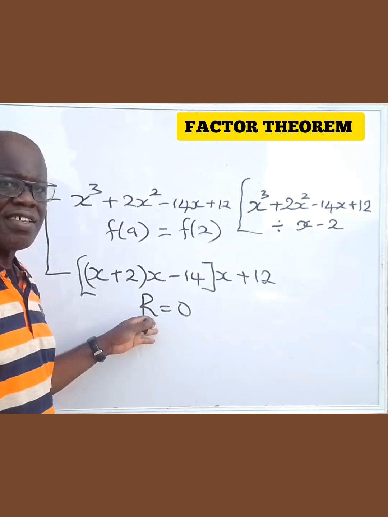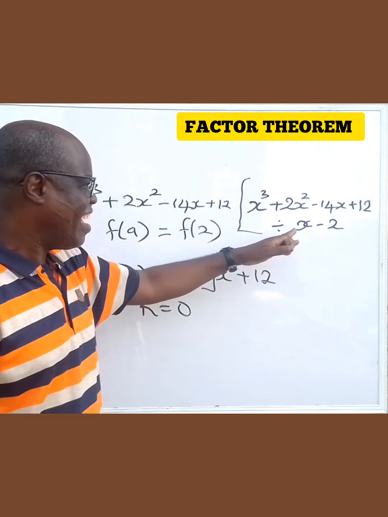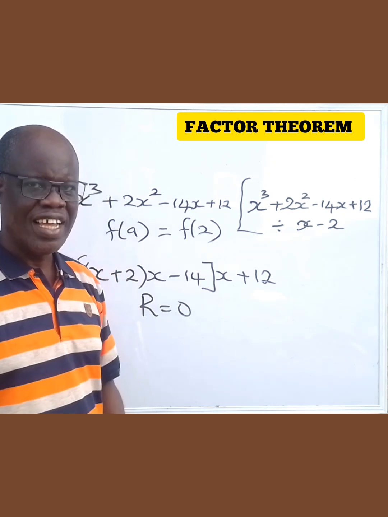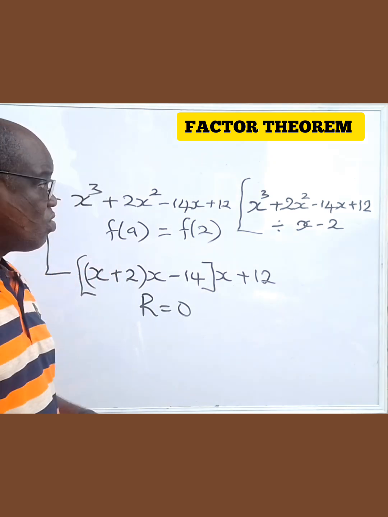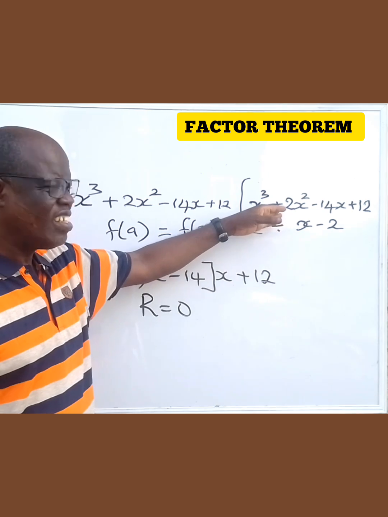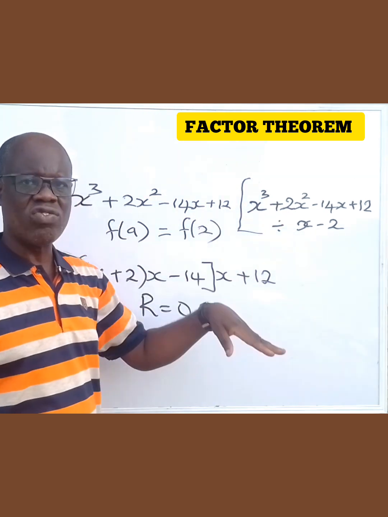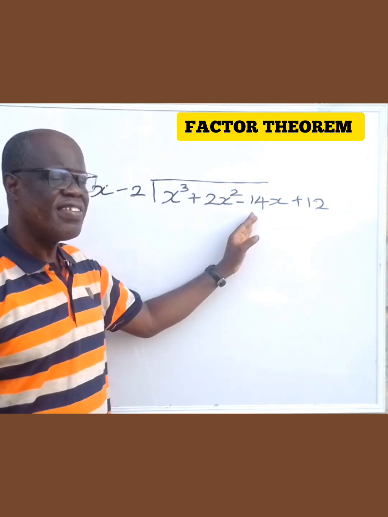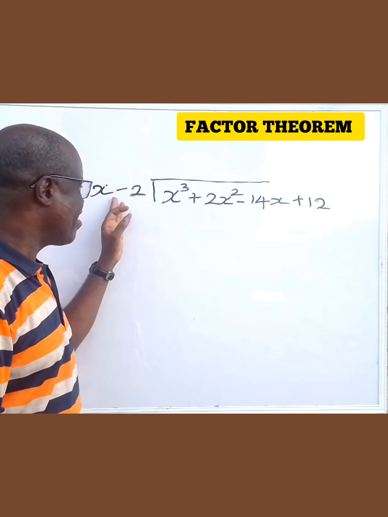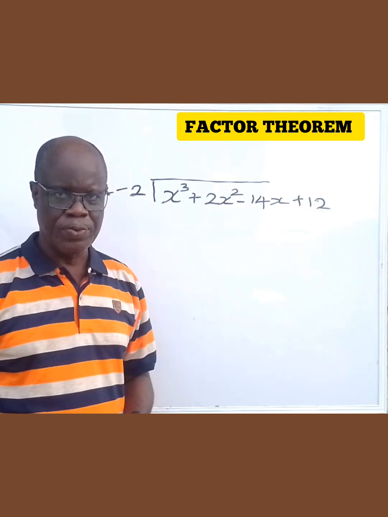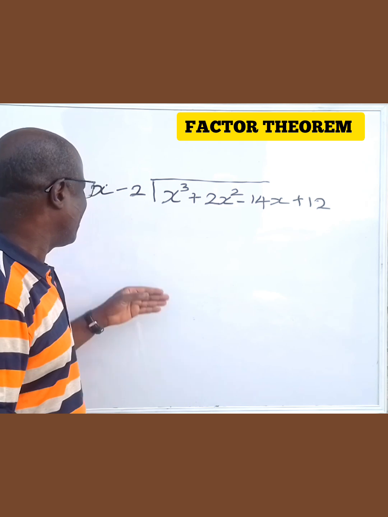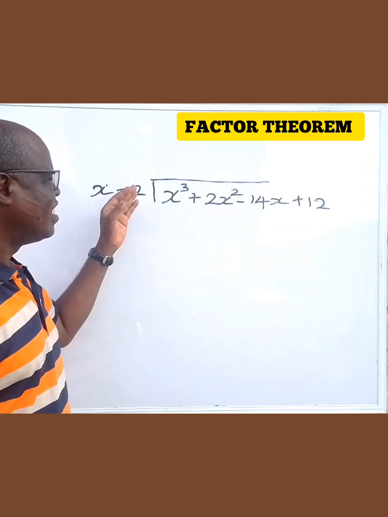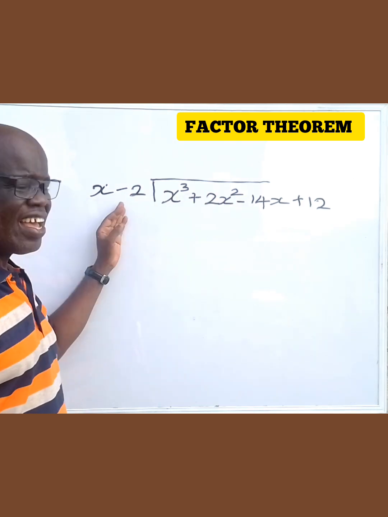Now for the fact that the remainder is 0, it shows that x minus 2 is a factor of this polynomial expression. Now, the next thing, if you want to, is to go further. And let's divide this one by x minus 2 and see whether truly it's a factor. Now, we have established that if you divide this polynomial expression by x minus 2, the remainder will be 0, which means that x minus 2 is a factor. Now, we want to go further to divide the expression by x minus 2.